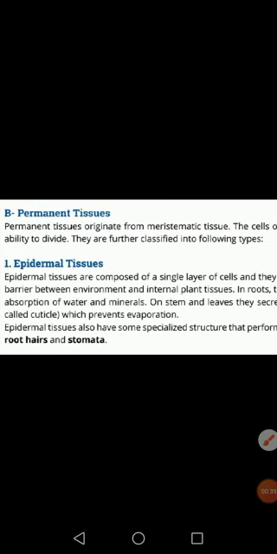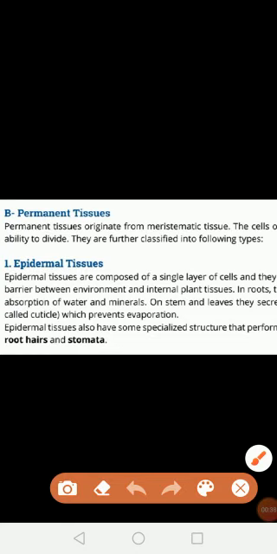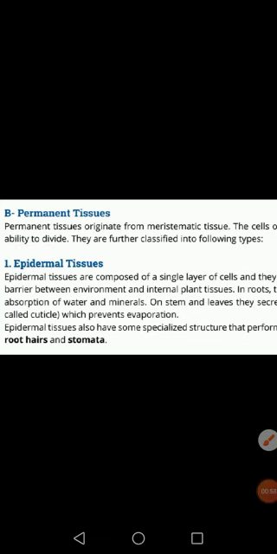The cells of permanent tissues do not have the ability to divide. So these are the characteristics of permanent tissues: they originate from meristematic tissues and they do not divide. They are classified into different types, and we will discuss these in today's lecture. The different types of permanent tissues are epidermal tissues, ground tissues, and vascular tissues.